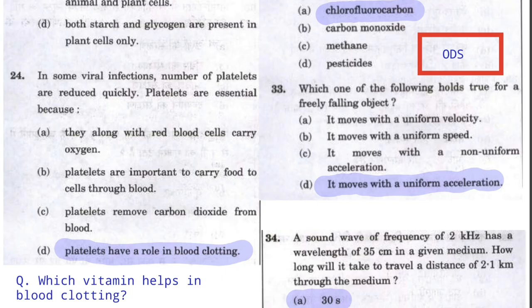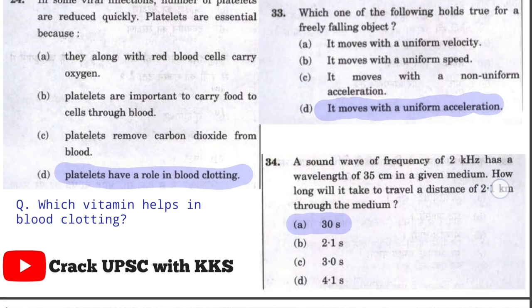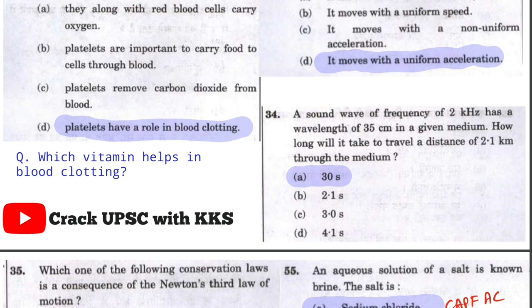This question has been repeated so many times in NDA and CDS exams, and I think it has been asked 2-3 times in CAPF also. So just remember this: when a freely falling object goes down, it moves with a uniform acceleration, not with a uniform velocity. Just remember this. And then this question, this is a numerical problem.